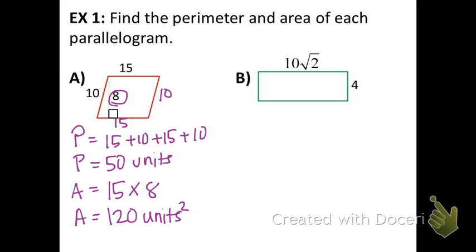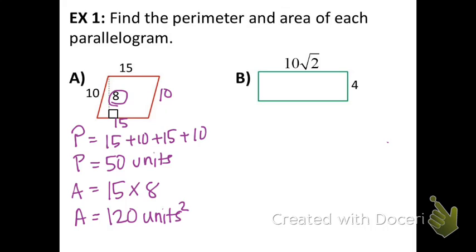Okay, before I did B, I talked about if we take 2x plus 5x, we can add those because they're like terms, and we get 7x. I said then if we take 2x plus 3y, we can't add those because they're not like terms. So the same idea with a radical.